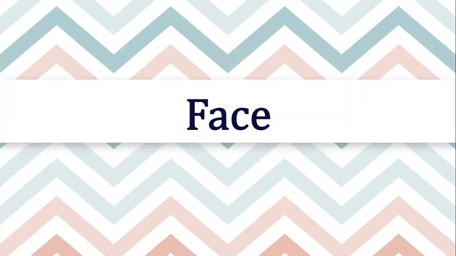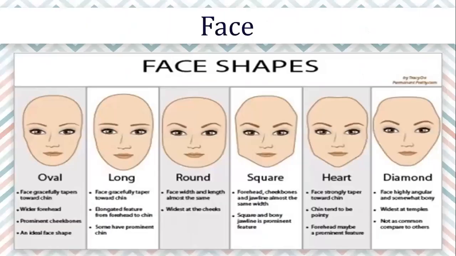Face. That's the most important part whenever you are describing a person by their appearance. The first thing that comes up whenever you're talking about the face is the shape of the face. Is it oval? Is it long? Is it round? Is it square? Is it a heart shape or a diamond-shaped face?